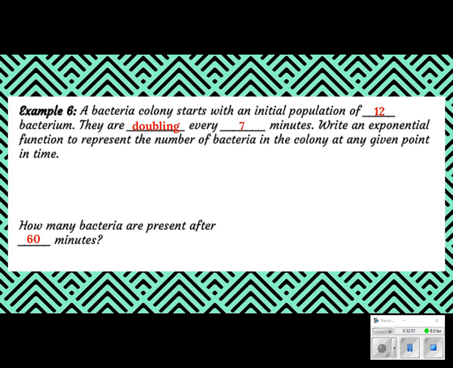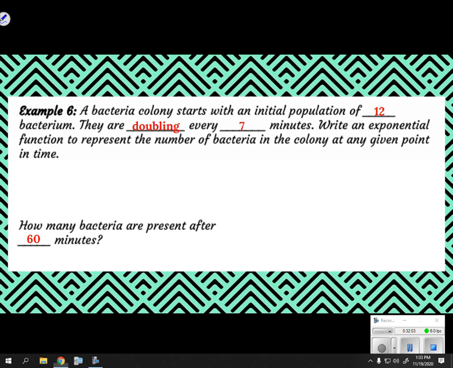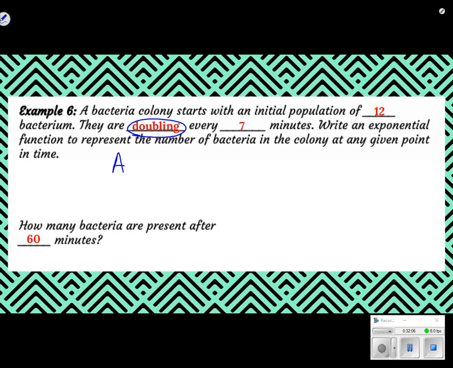All right, because I see the word doubling, I'm going to use y equals a times b to the x. If you chose to use the a times 1 plus r to the t, it should be a growth, so you should be adding 100%, or adding 1 to that. You should get the same thing in the end. So A is our starting amount. How many bacteria do we start with?